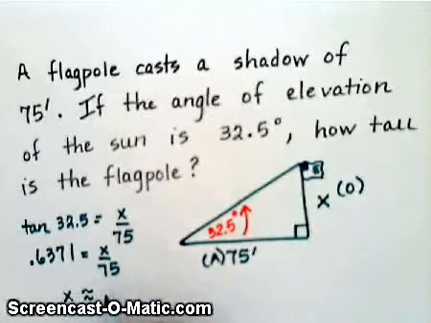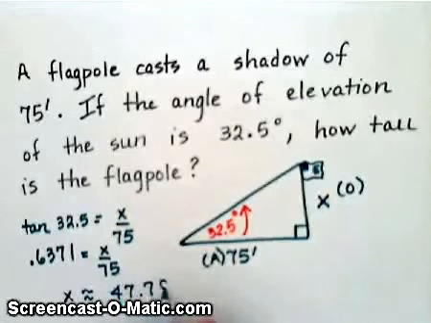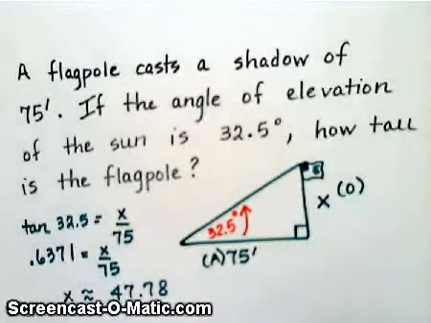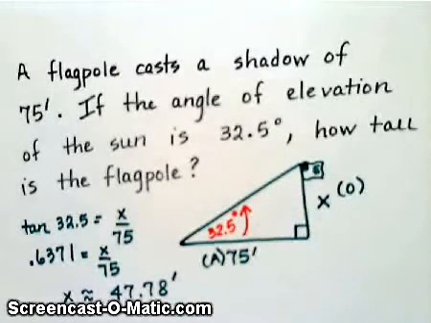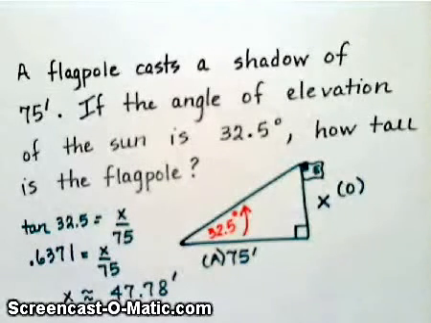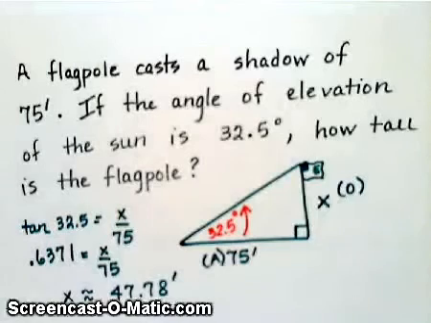So let's just say X is approximately 47.78, and the unit will be the same as the shadow, which was feet. So our answer is 47.78 feet. Now you can work all kinds of angles of elevation and depression problems. I'll be showing you some more complicated problems in class, but this is enough to get you an introduction.